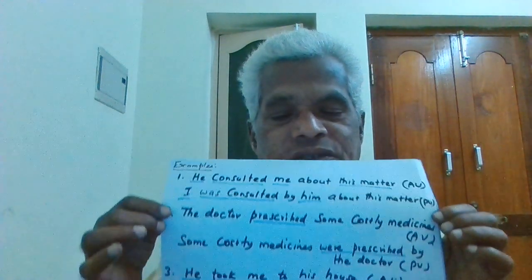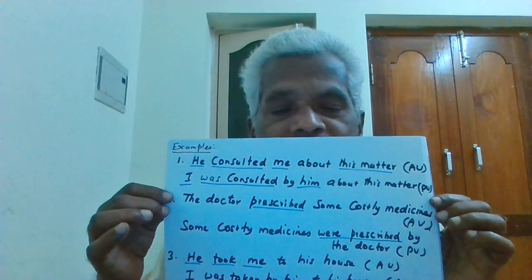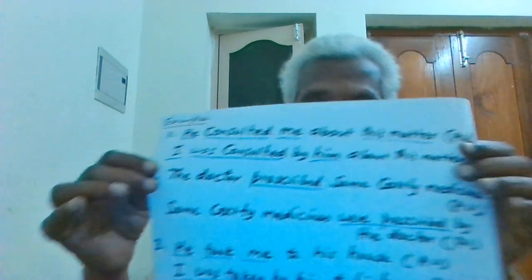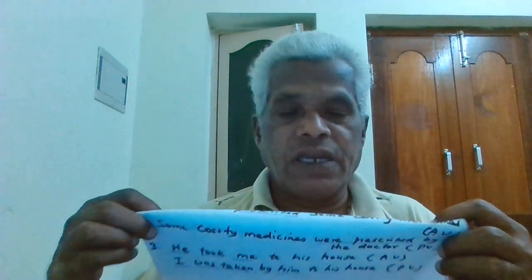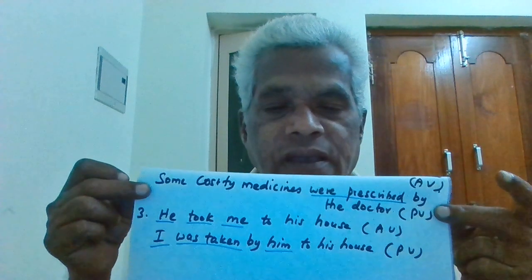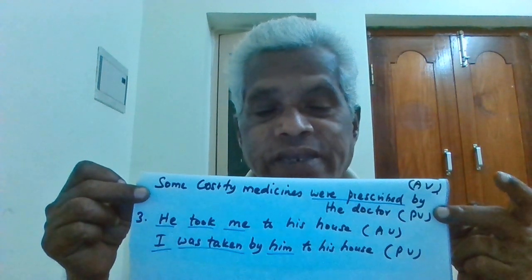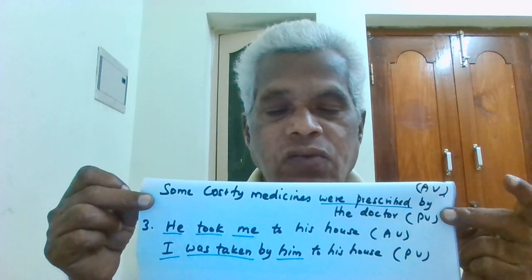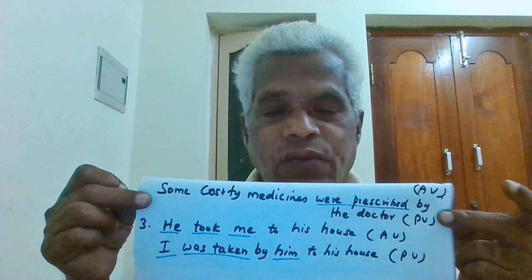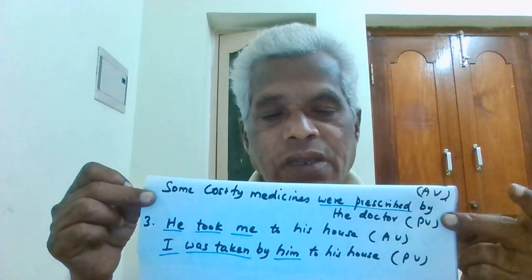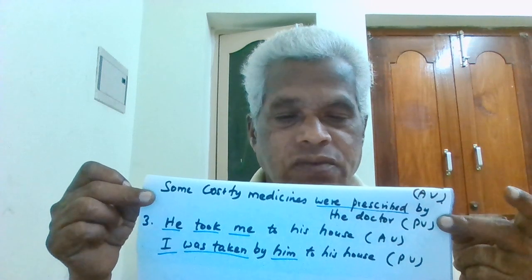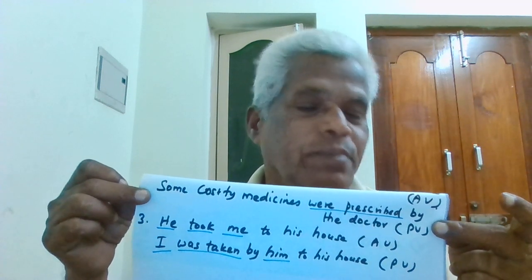Clear, guys? So look at the second example once again for your information. And then look at the third example here: He took me to his house. Very simple. Took is your past tense verb. And when it comes to passive voice, how is it written here? I was taken by him to his house, or I was taken to his house by him.